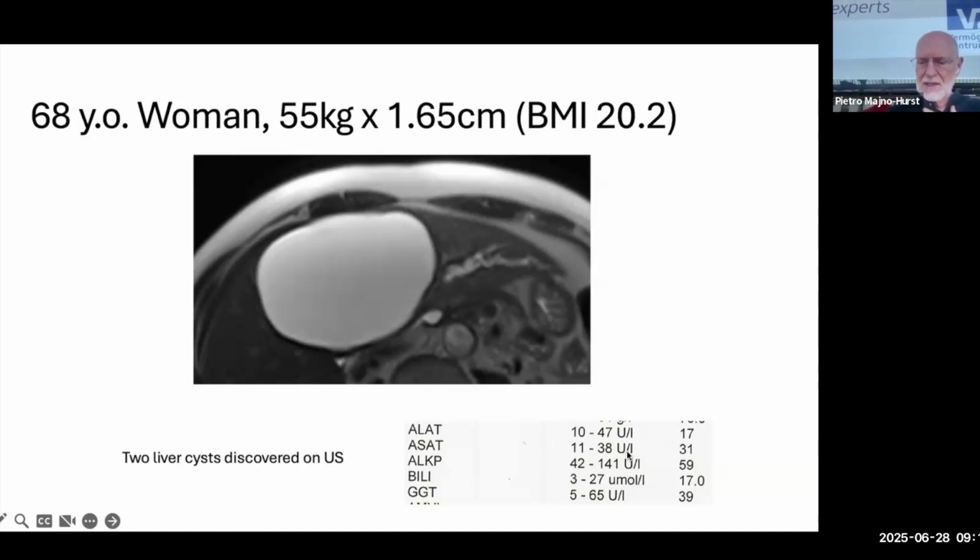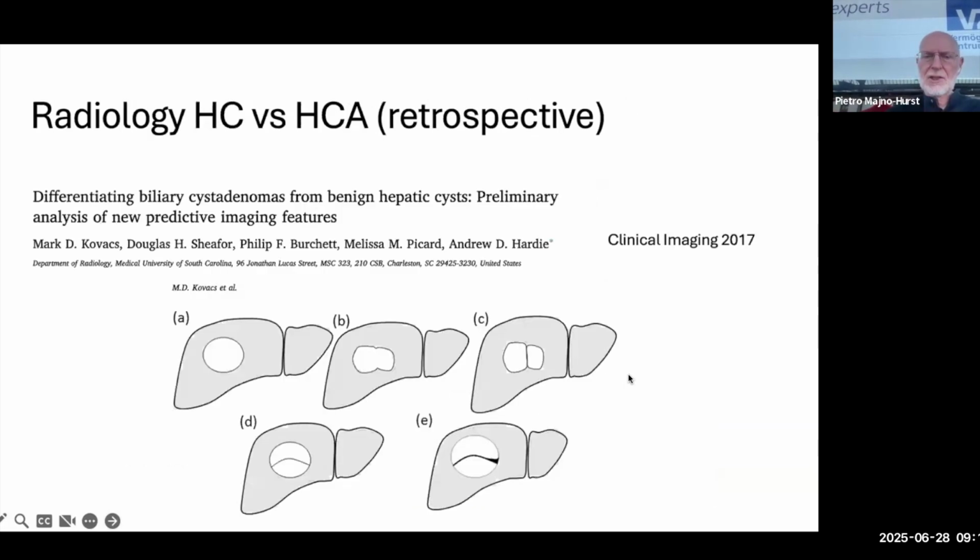Here are the liver function tests of the patient. And on the differentiation of simple hepatic cysts versus cystadenomas, I found two or three papers which are particularly helpful. This one is by a group of North Carolina.